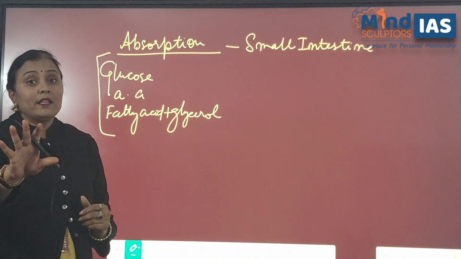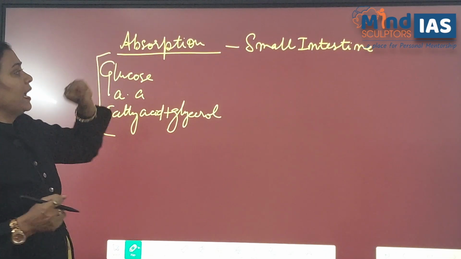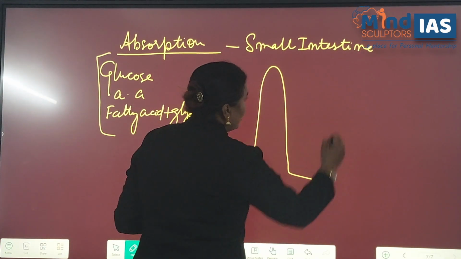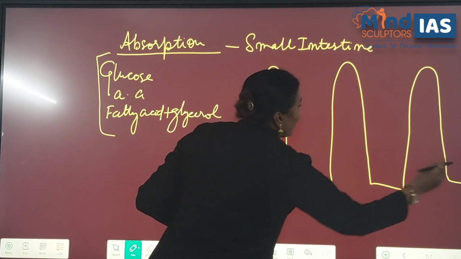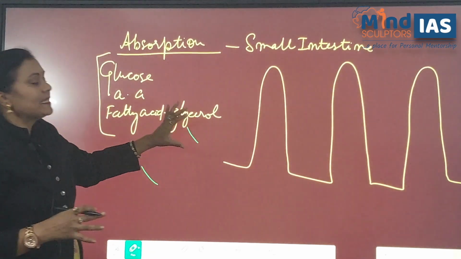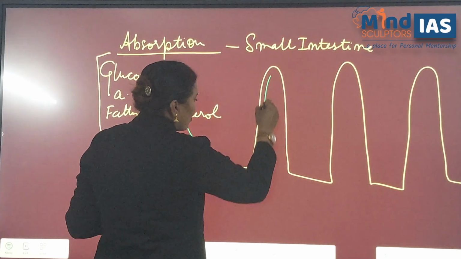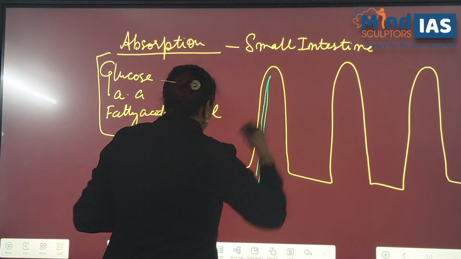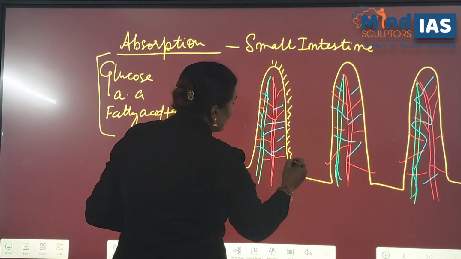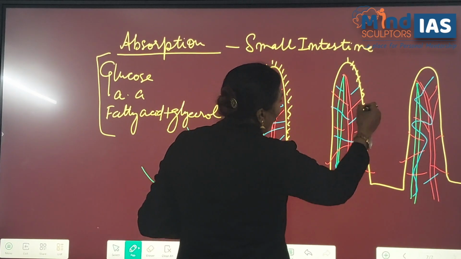So for that, obviously there are some structures or specific characters present in the small intestine which help in this process of absorption. If you see the structure of the small intestine, you can find it like this. These kinds of tall cells are present inside the small intestine, and they are provided with vessels.